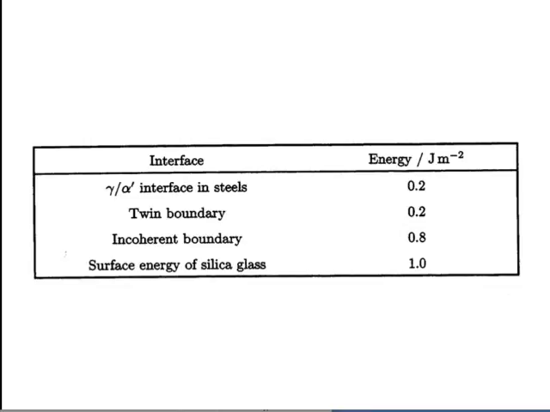If you measure the interfacial energy, it comes to only about 0.2 joules per meter squared, which is similar to that of a twin. And you know that a twin boundary is fully coherent. If you compare with a general grain boundary, it's a quarter of that value, and the surface energy of window glass is about 1 joule per meter squared. So this is a reflection of the fact that we must have at least a single line fully coherent.